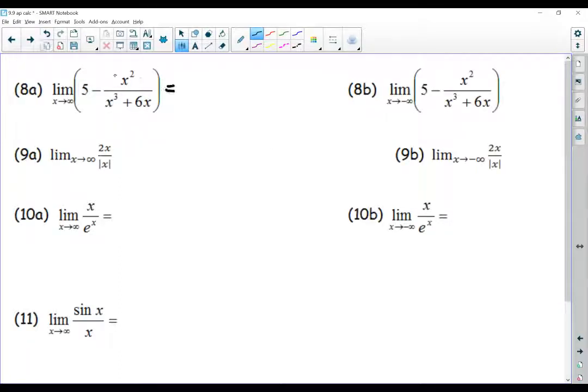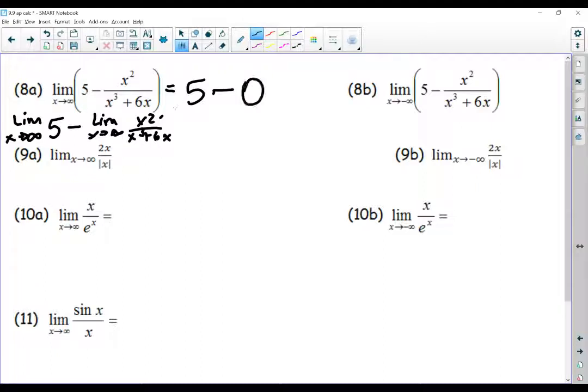Okay, number 8. Now this one is a little tricky because it has a 5 minus. But if you remember from last class, limits have properties. So what we could do here is split this up, because there's subtraction, into the limit as x goes to infinity of 5 minus the limit as x goes to infinity of x squared over x cubed plus 6x, and treat it like two separate limit questions. The limit as x goes to infinity of 5 is just 5 minus. Now this limit, I'm going to have to think about my growth. I have x squared on top and x cubed on bottom. It's bottom heavy, which means it'd be approaching a 0.